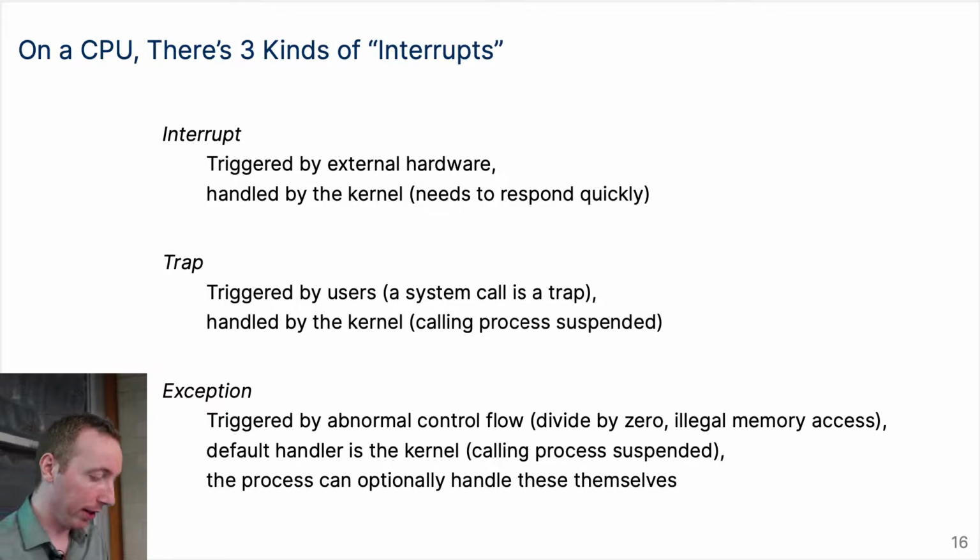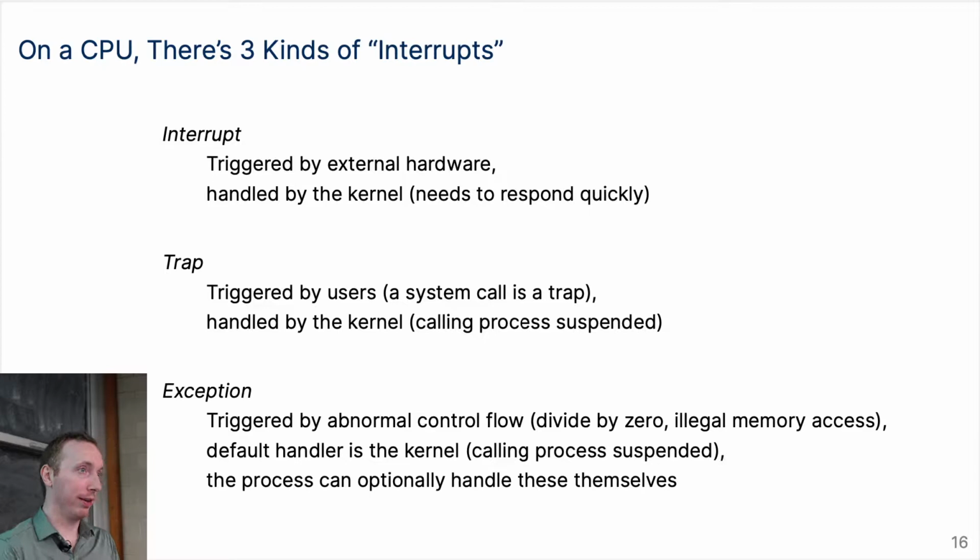Another interrupt is called a trap, and that is triggered by users. So for example, a system call is an example of a trap. It's an interrupt that users are allowed to raise that the kernel handles, and that was that SVC instruction, or on some systems it's just called system call. And that's handled by the kernel, which would suspend the calling process, then handle that system call, and then it would resume that process whenever the scheduler feels like it should run.